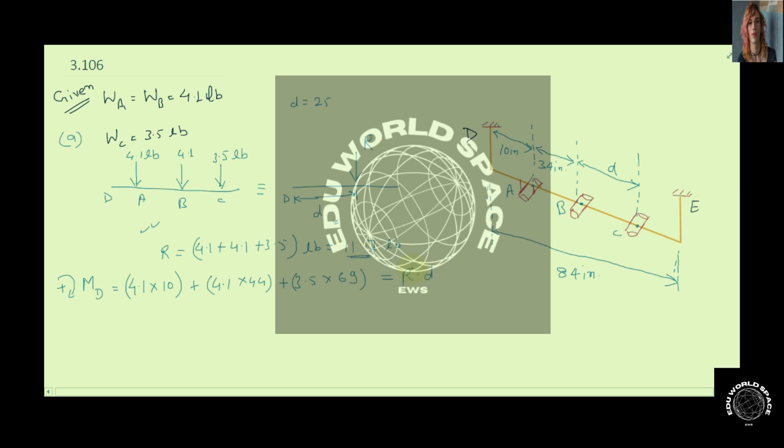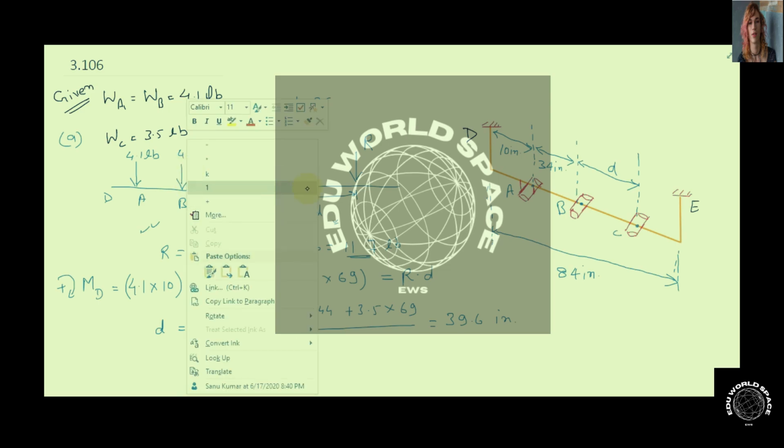The value of R we have calculated, so we can get the value of D, which comes out to be 4.1 multiplied by 10 plus 4.1 multiplied by 44 plus 3.5 multiplied by 69, divided by R, which is 11.7. If we solve this, it comes out to be 39.6 inches.